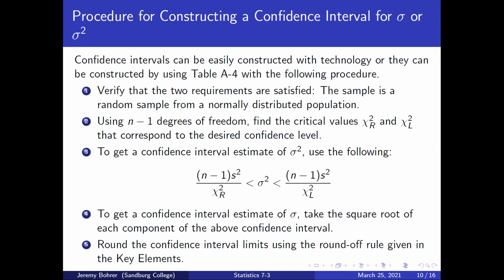desired confidence level. To get a confidence interval estimate of sigma squared, use the following. n-1 s squared over chi-squared sub R is less than sigma squared, which is less than n-1 s squared over chi-squared sub L. To get a confidence interval estimate of sigma, take the square root of each component of the above confidence interval. Round the confidence interval limits using the round-off rule given in the key elements.